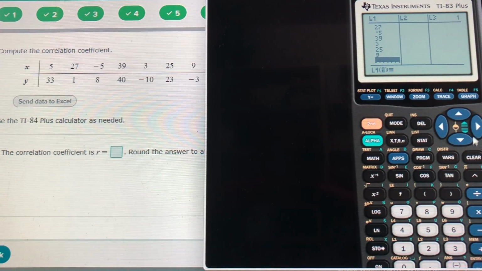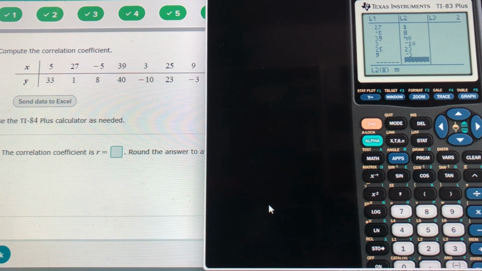Okay, now you go over to the second list, L2. These L's stand for list. List 1, list 2, list 3. So put all the Y's in list 2. 33, 1, 8, negative, oh no, not yet. Sorry, 4, 8. I didn't even get that. 8, 40, -10, 23 and -3.